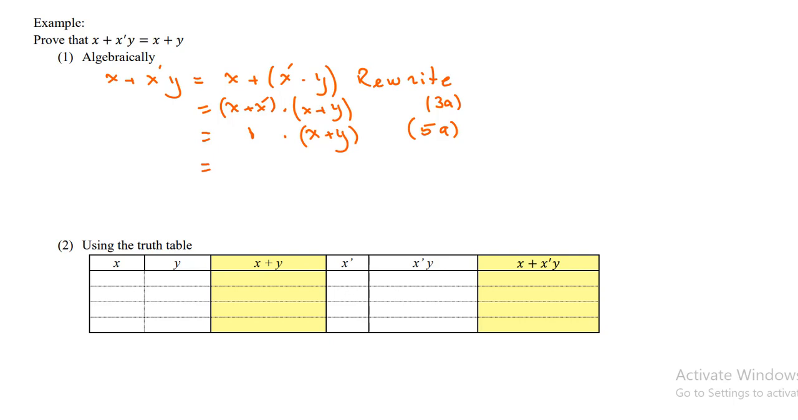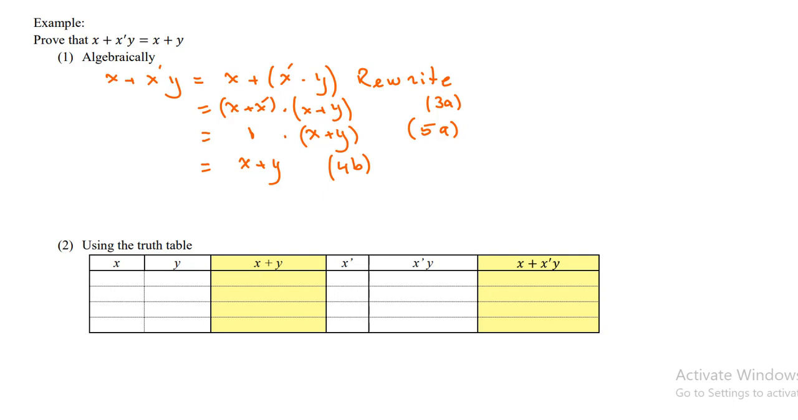Next, 1 dot anything is the same thing. That's the identity we just reviewed. So x plus y, which is 4b. So we went from one side, we get to the other.